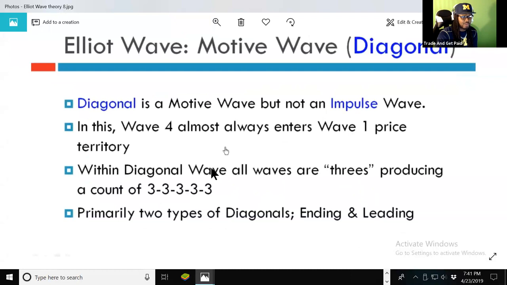That's really one of the only things I want to talk about. We talked about how there's 5 waves of 3 where you got those 3 up, 3 down, 3 up, 3 down, and you finally get the break. Primarily 2 types of diagonals is leading and ending. We only talked about the ending, not the leading.